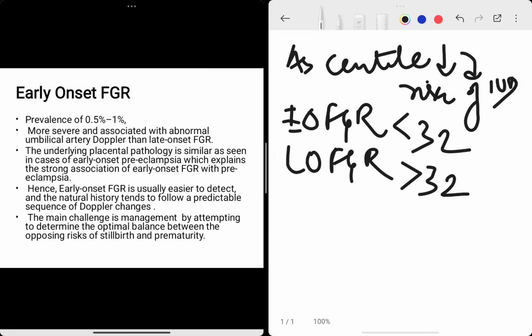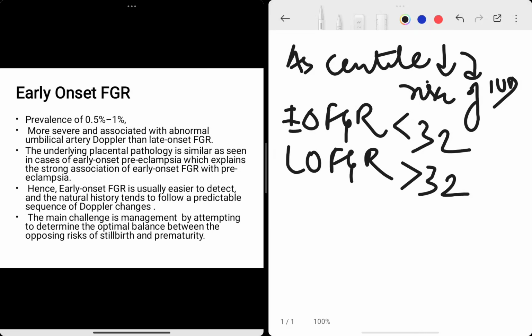It is easier to detect, and natural history tends to follow a predictable sequence of Doppler changes. So initially the changes come in the uterine arteries, then umbilical arteries, then your MCA or the middle cerebral artery, ductus venosus, and then the baby dies.